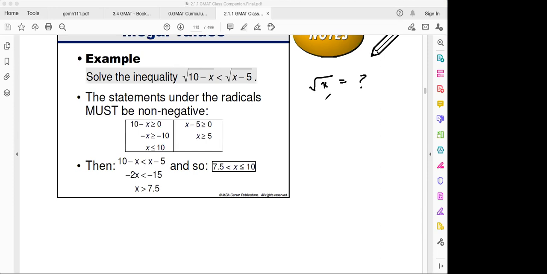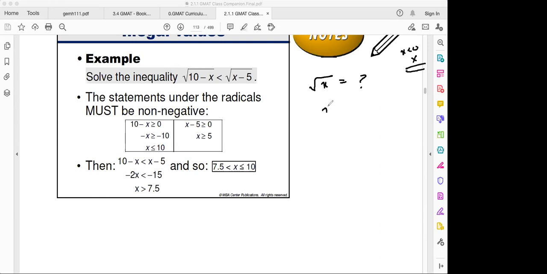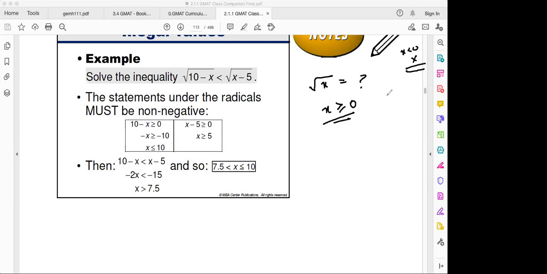Sorry, root x, right? When can I find the square root? I'm not discussing imaginary numbers. This exists when, for example, we take a number and replace x with, let's say, 4, and it's greater than or equal to 0. Many times, otherwise it would be a complex number. Many a time students forget this.